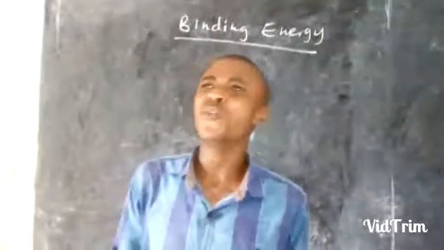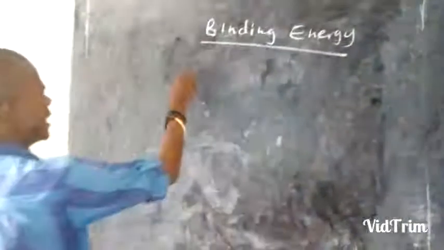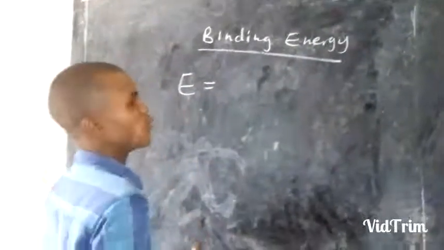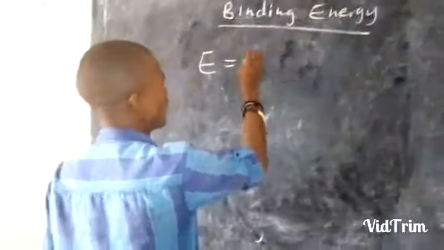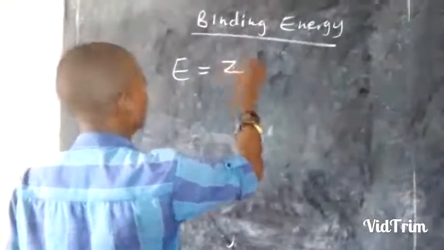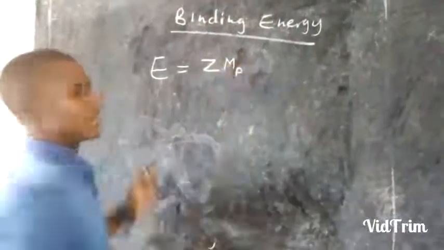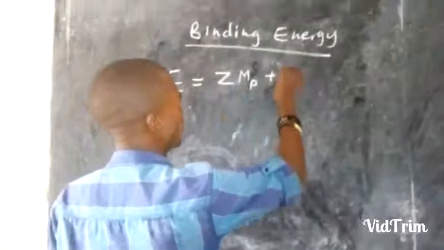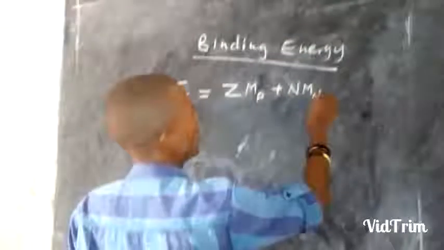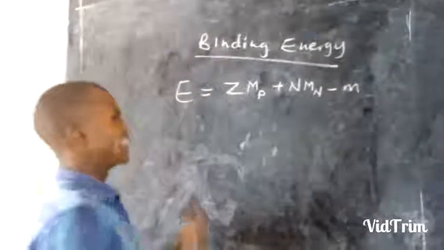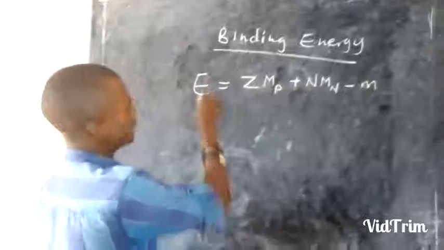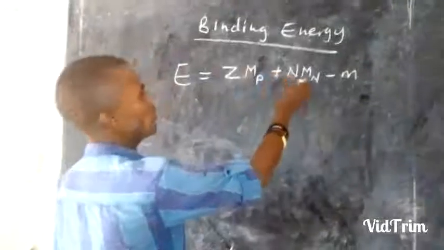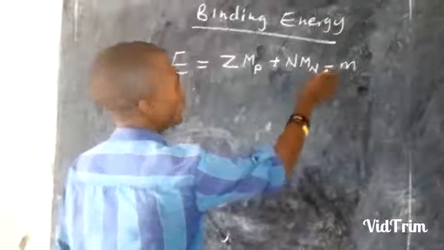Now, if that is the case, we will make use of an equation here. The binding energy is represented by this expression: the atomic number multiplied by the mass of the proton, plus the mass number minus the atomic number, which is the number of neutrons, multiplied by the mass of the neutron, minus the mass of the atom. So mathematically, the binding energy is calculated using the formula: binding energy equals the atomic number multiplied by the mass of the proton, plus the number of neutrons multiplied by the mass of the neutron, minus the mass of the atom.